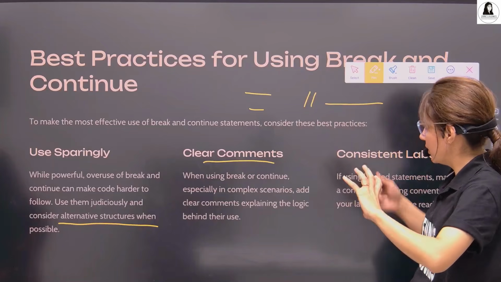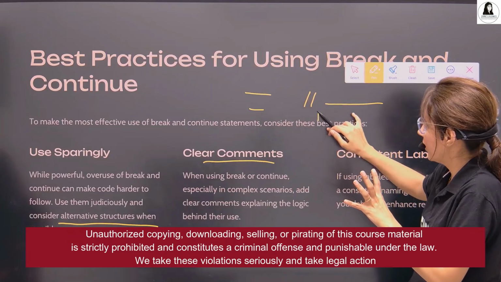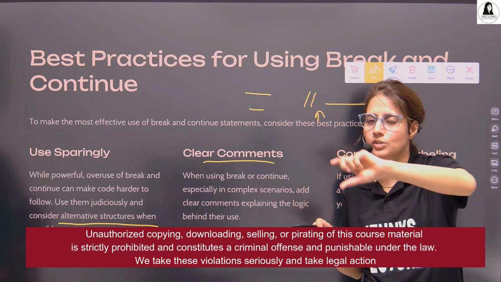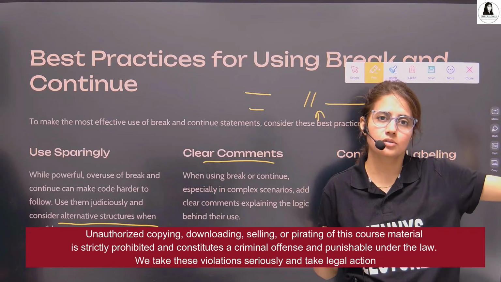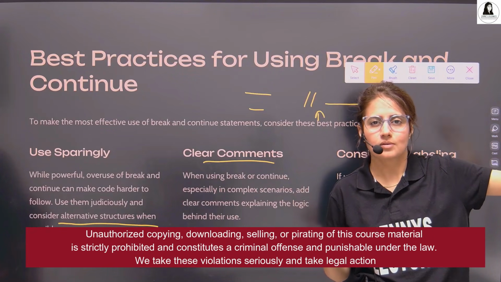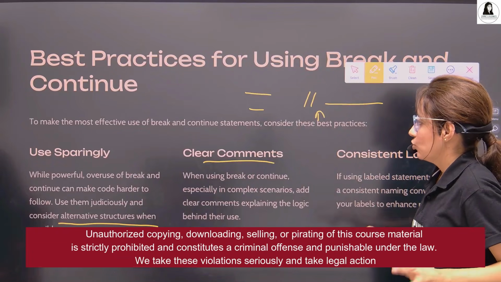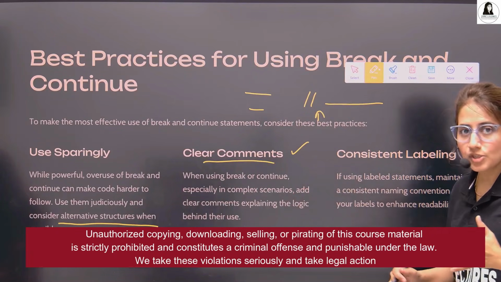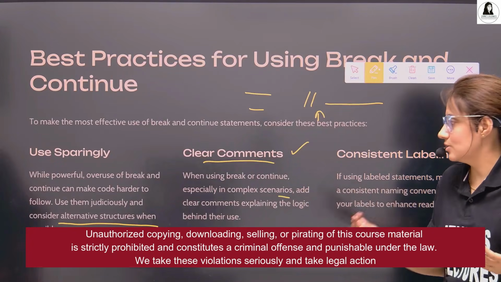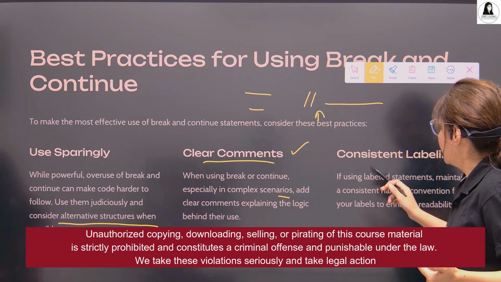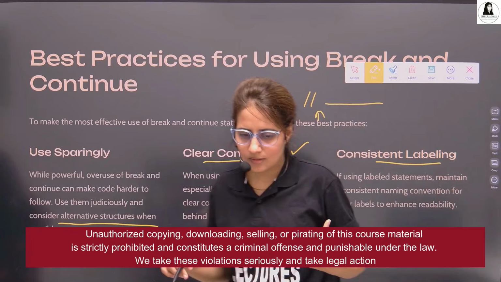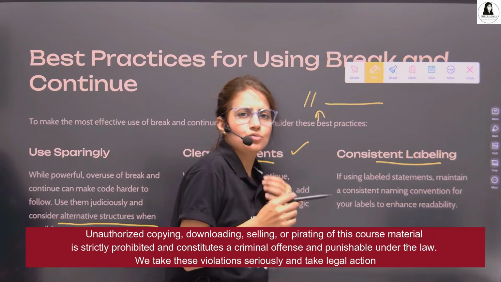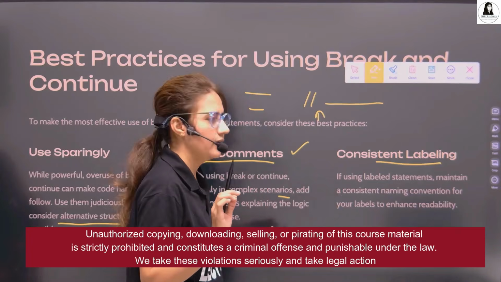So that when a human wants to read that code, by looking at that descriptive comment, he or she will be able to understand, okay, this label break is for this, something like this. So you have to write clear comments when you are using break and continue, especially in complex situations and nested structures, right?